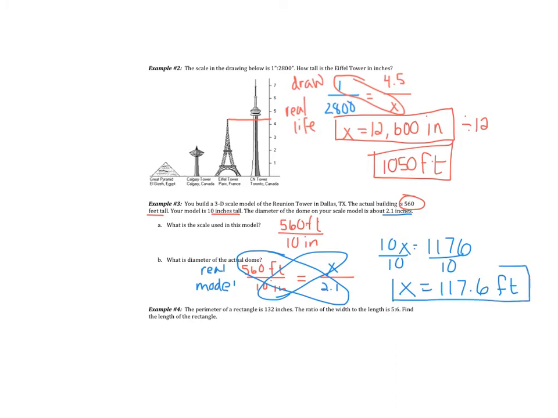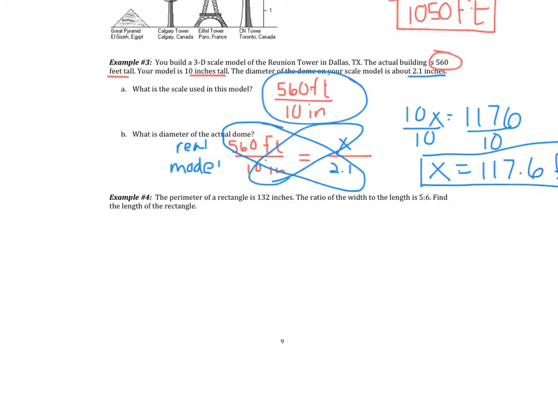Now notice that when I did the scale up here, I had two different units, and that's totally fine because then my units on the right, when I set up my proportion, went with it. My 2.1 was in inches, the denominator of my model is in inches, the numerators were feet, and that's totally perfectly fine. All right, moving on to example 4 over here.